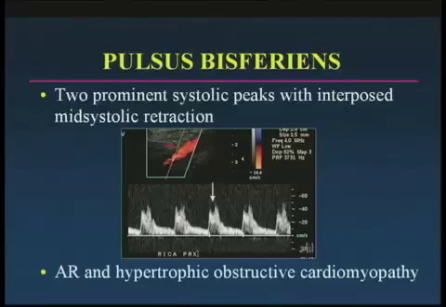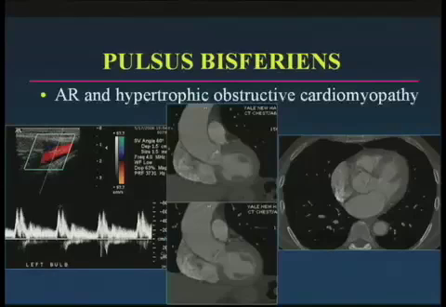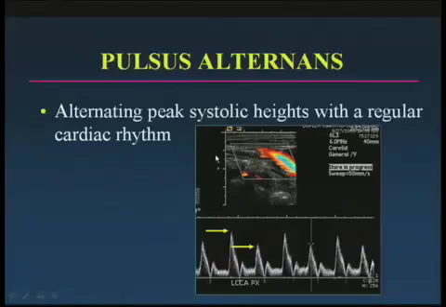Some very unusual waveforms that you see quite uncommonly. One is this pulsus bisferiens, which is two prominent systolic peaks with an interposed mid-systolic retraction indicated by the arrow. Usually the second peak is higher. This tends to occur with aortic valve disease or hypertrophic obstructive cardiomyopathy. And here's a patient where you see that bisferiens pulse, and on the CT you can see that calcified valve, which was both stenotic as well as regurgitant in this particular patient.